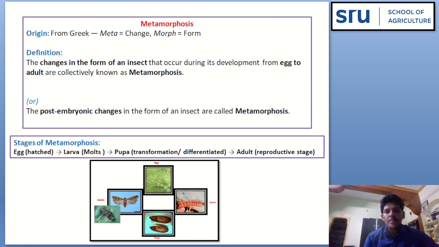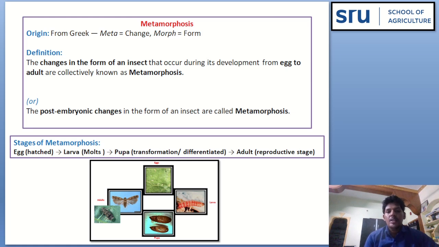In this session, we are discussing metamorphosis in insects. Metamorphosis, it is a Greek word. Meta means change, morph means form. Change in the form is known as metamorphosis.